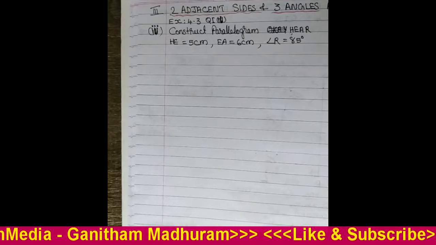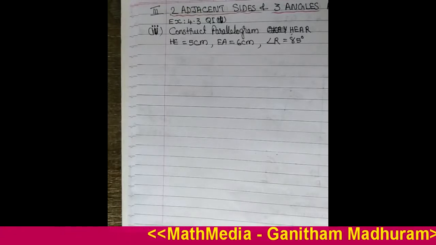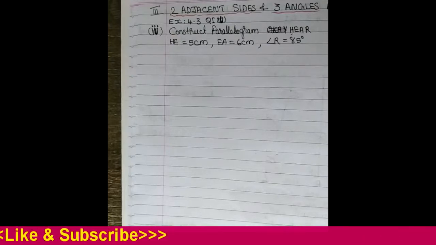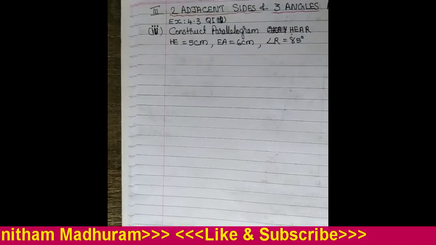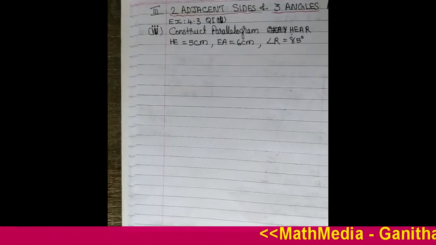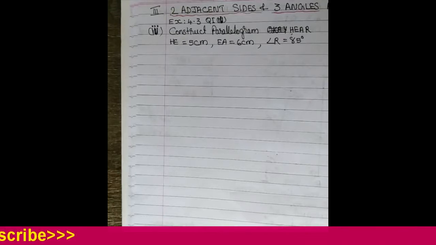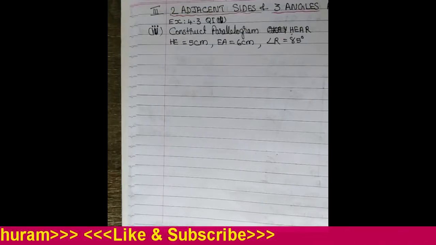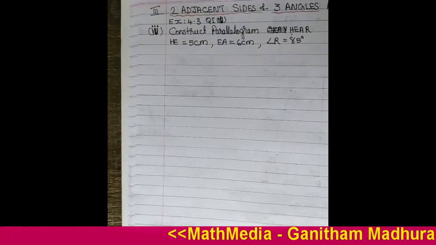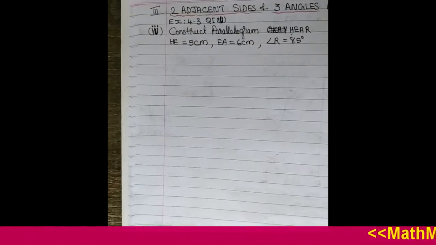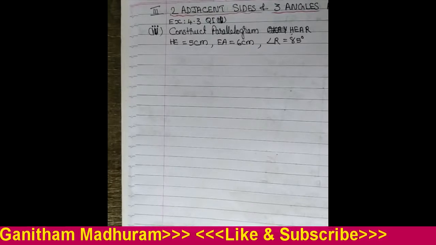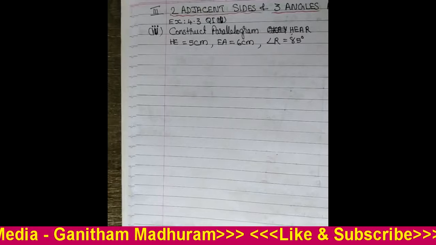Everyone. Today we are going to construct the quadrilateral when two adjacent sides and three angles are given. Now we move to exercise 4.3 question 1 third part, that is construct parallelogram HEAR where HE equal to 5 cm, EA equal to 6 cm and angle R equal to 85 degree.